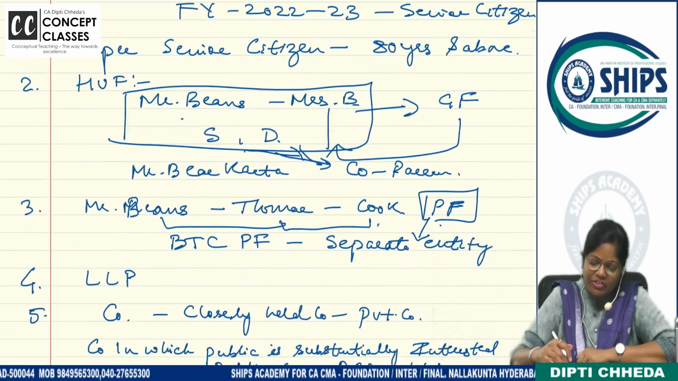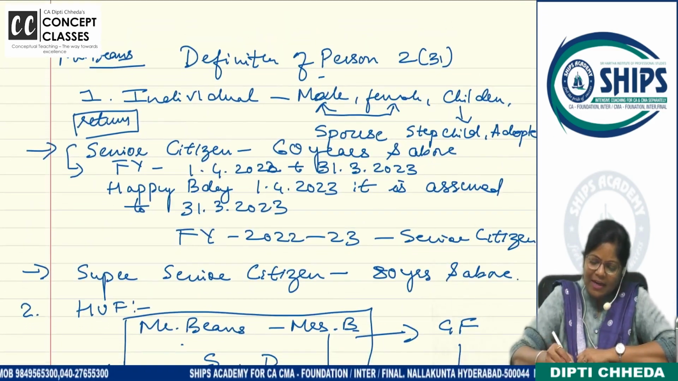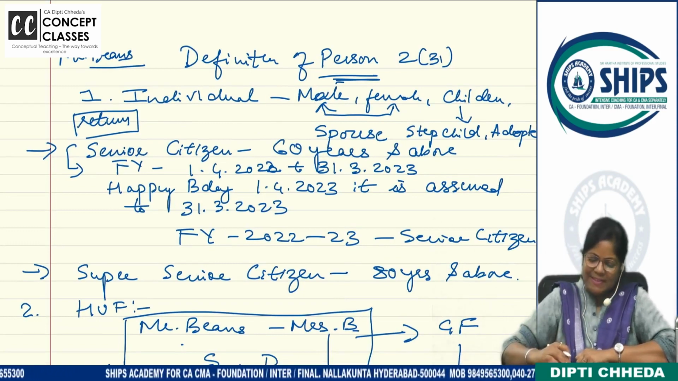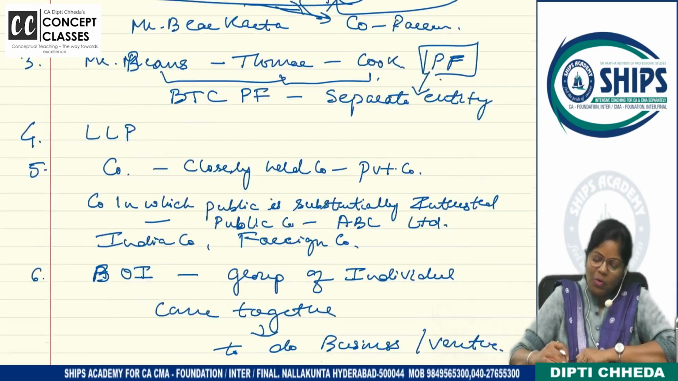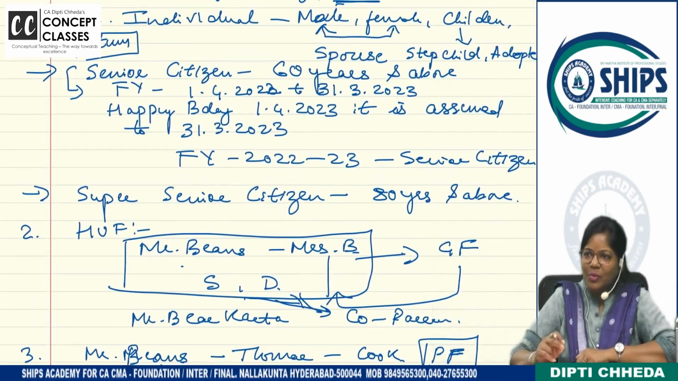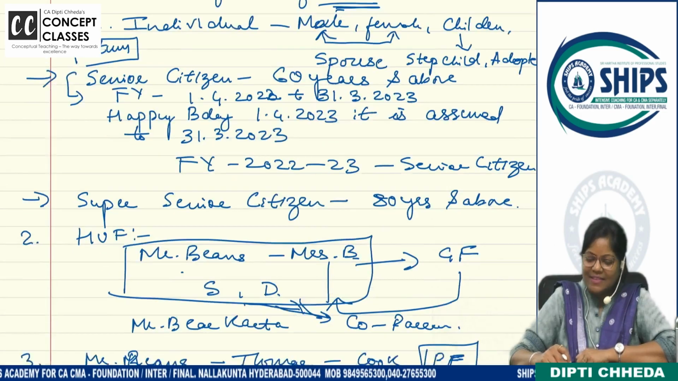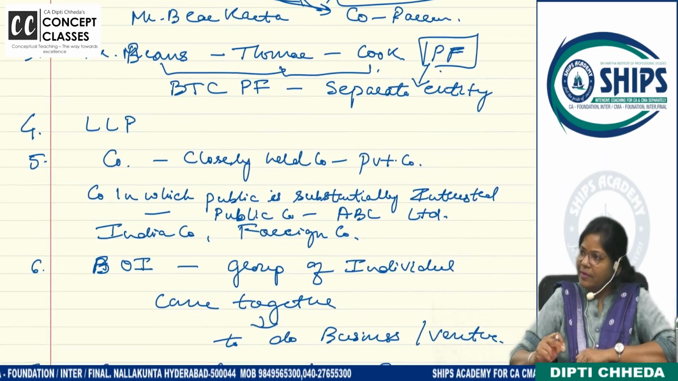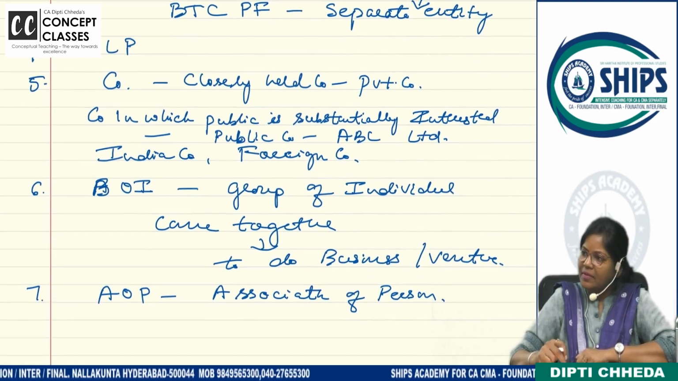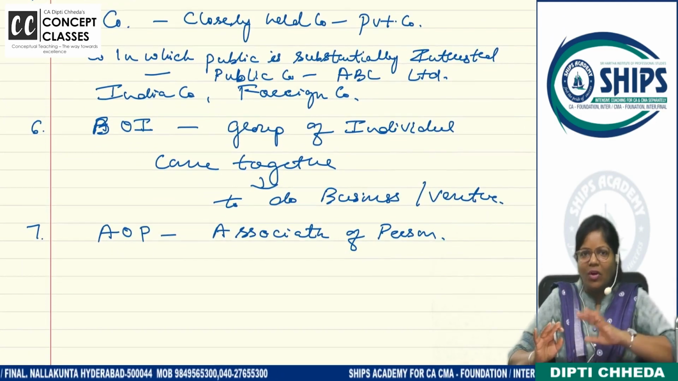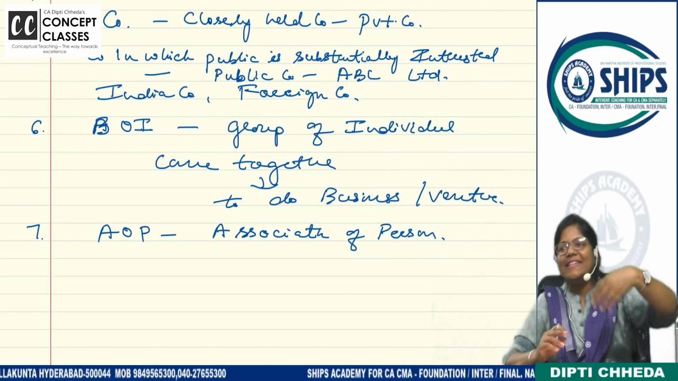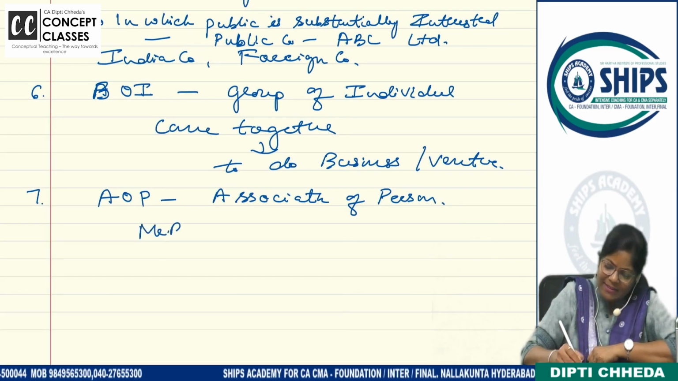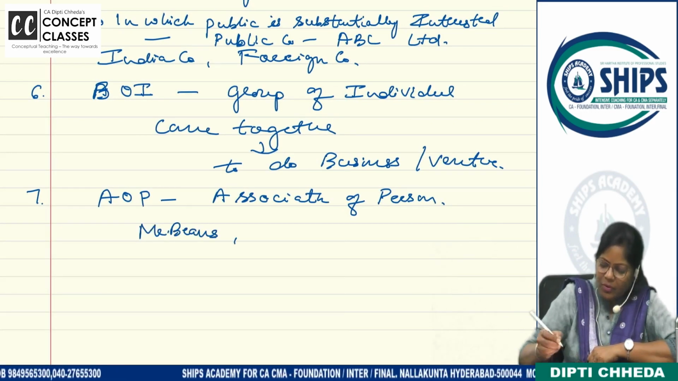Until now, is the definition of person clear to you? Where did I start the class? Definition of person. So all these are person. Who is number 1, 2, 3, 4th, 5th, 6th? All these are persons. AOP is a combination of all this. Can Mr. Beans alone? Okay.